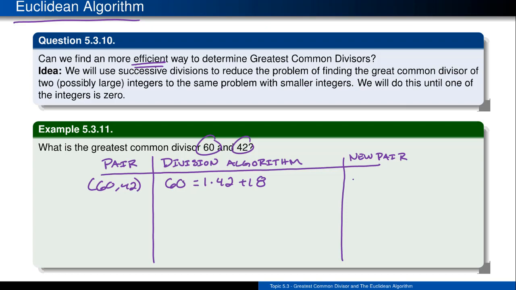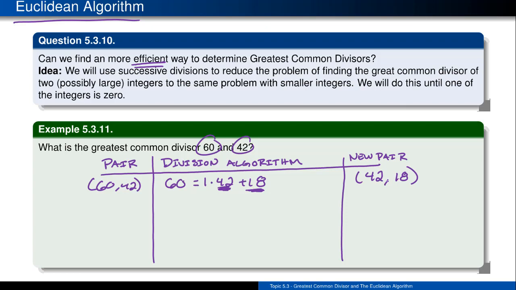So in this case, I'm going to now take this stage and create a new pair. The pair that I'm going to be looking at is going to be that 42 that I started with, and now I'm going to take that second number to be an 18. So my new pair is going to be that initial divisor, and now I'm going to be dealing with my remainder. So here's my little d, and this is now going to be my r.